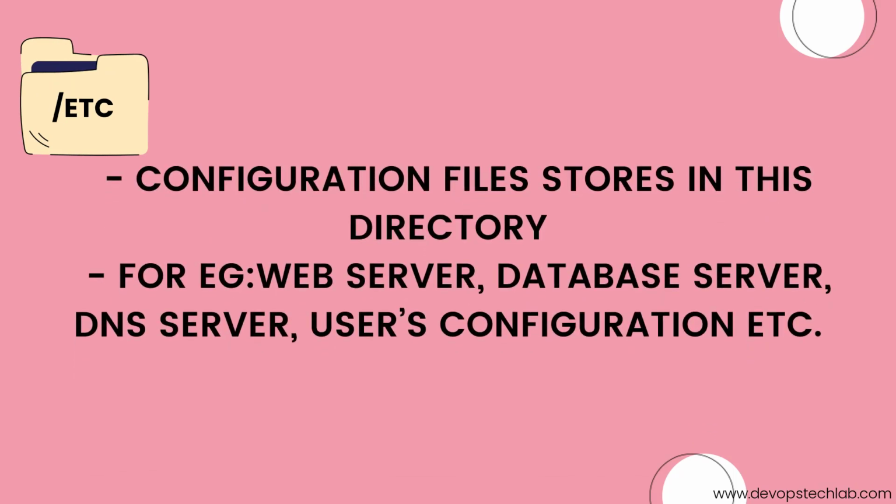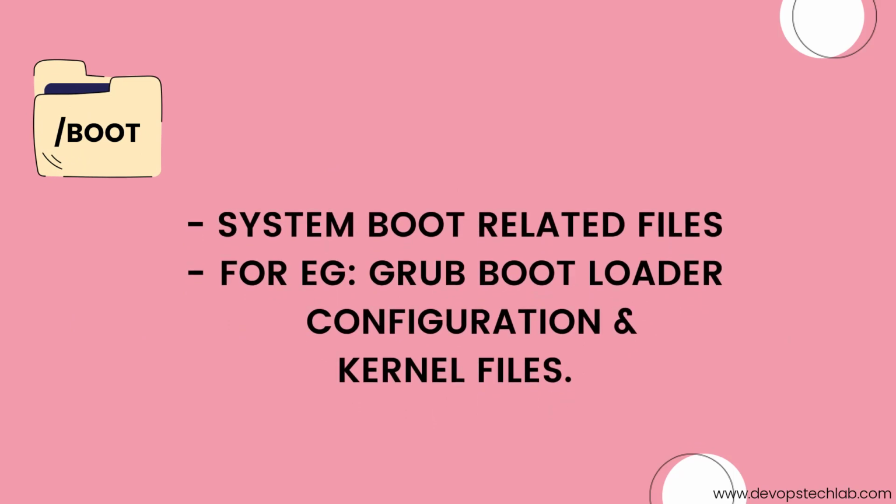Next is /etc directory. All the configuration files are stored here. For example, web server, database server, mail server, DNS server, users and groups configuration. Next one is /boot directory. All system boot related files are stored here. These files will be used when your system boots. For example, grub related configuration files, kernel files, etc.